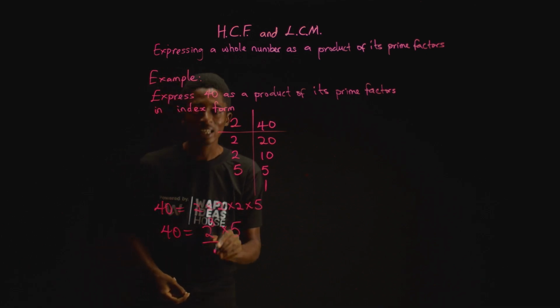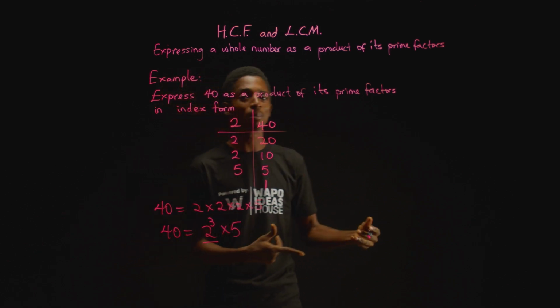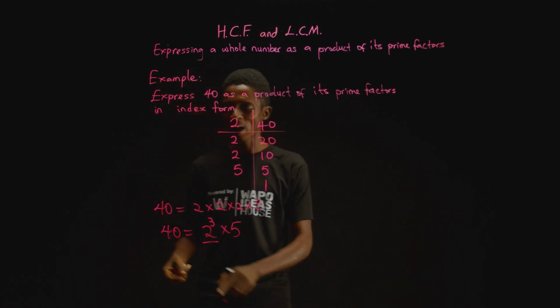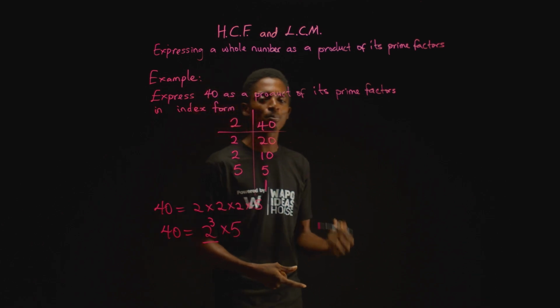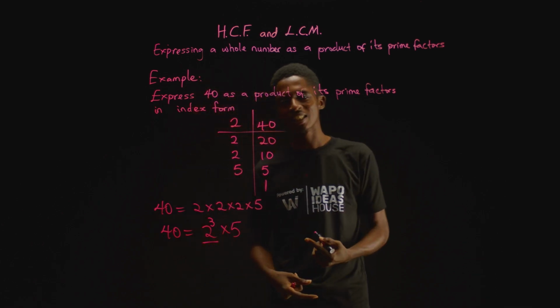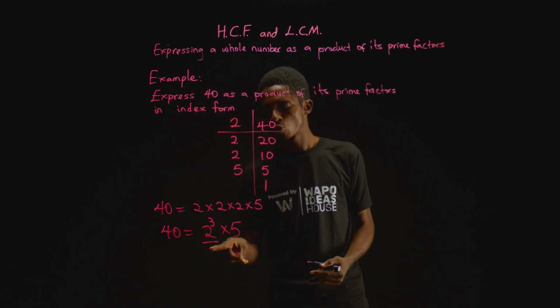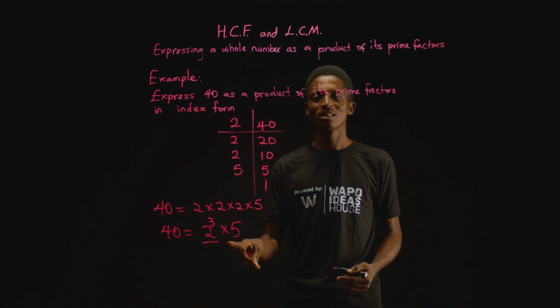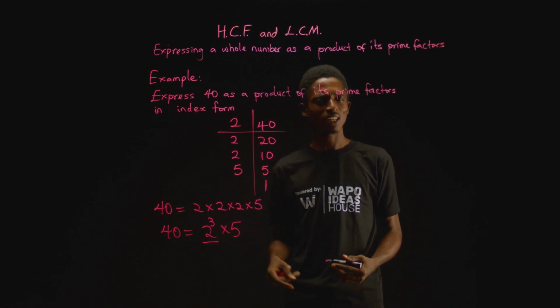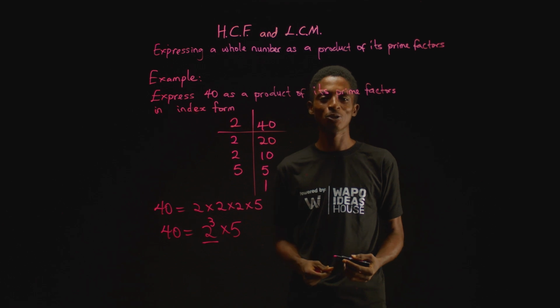Now this is what we refer to as writing a number in index form. So if we are expressing 40 as a product of its prime factors in index form, your solution will be 2 raised to the power 3 multiplied by 5. Try this with another number and see how good you are at it.